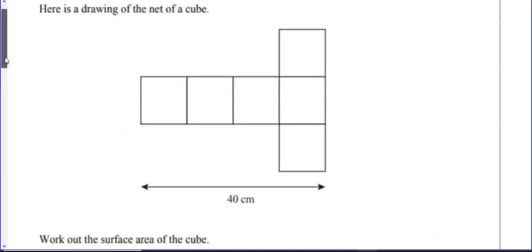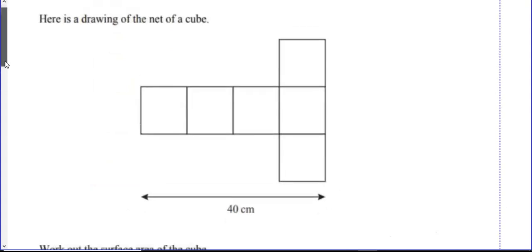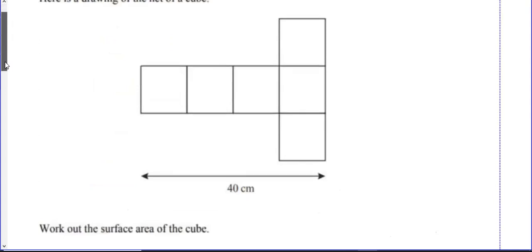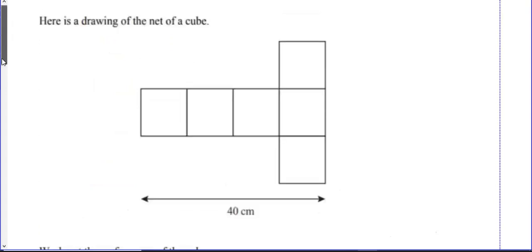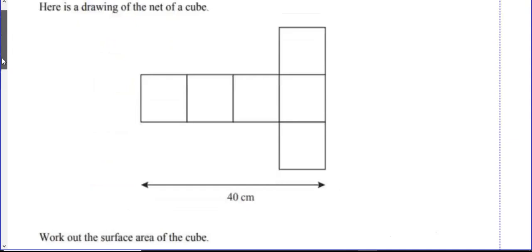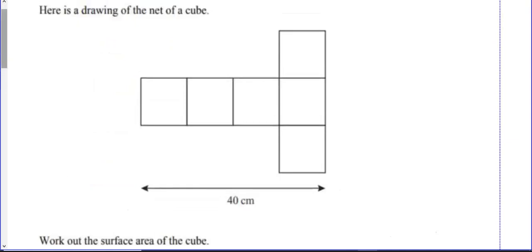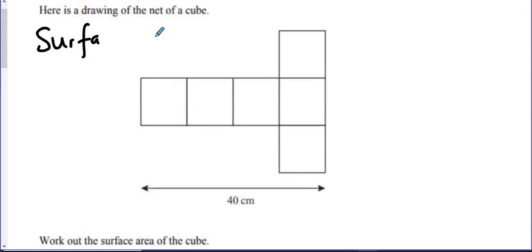Here is a drawing of the net of a cube. Work out the surface area of the cube. We are supposed to work out the surface area of the cube. What does surface area mean?